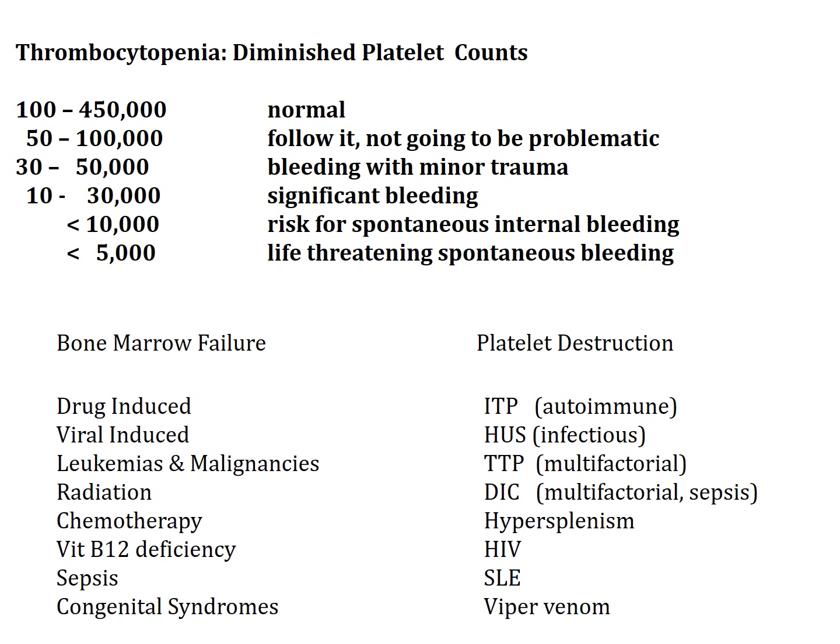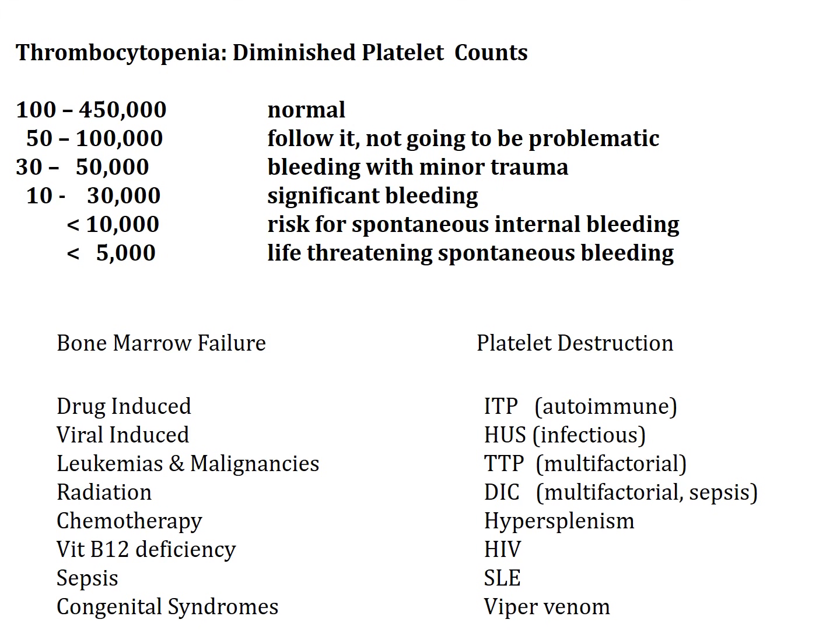So one platelet problem could be that the individual just doesn't have enough platelets. Their platelet counts are low. So normal platelet counts are 100,000 to 450,000. And then we can start dropping platelet numbers. And the lower you get, the greater is the risk for bleeding which doesn't stop, and the greater is the risk for spontaneous life-threatening bleeding. Most people are going to be okay down to 50, even 30,000.